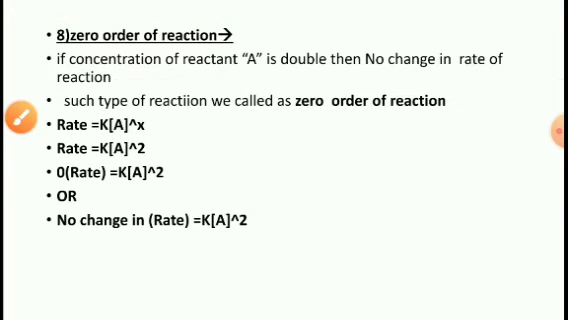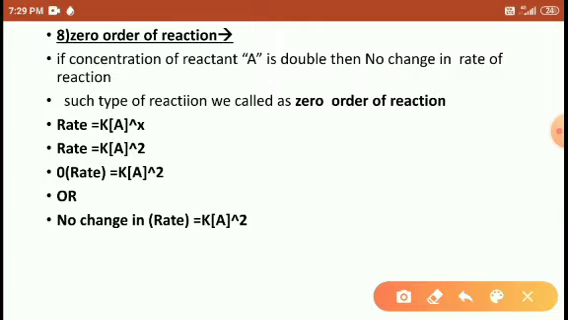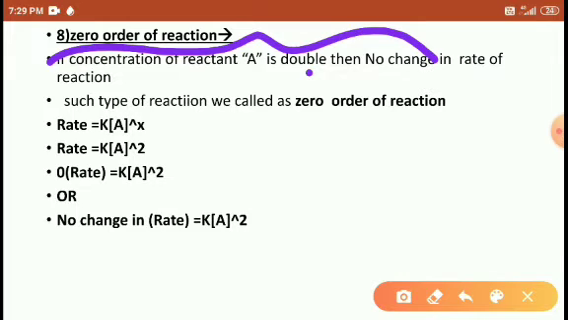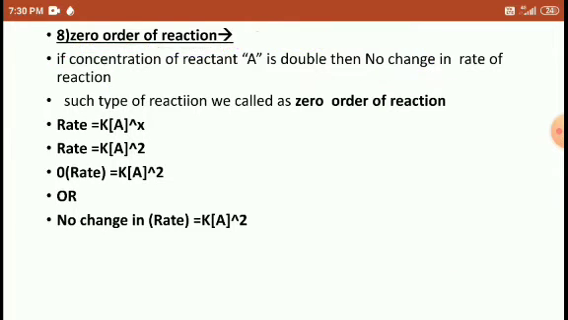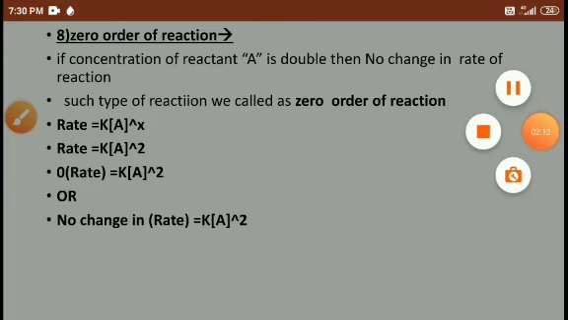Understood, students? Okay, next is the zero order of reaction. If the concentration of reactant is doubled, then there is no change in the rate of reaction. You may increase the concentration of reactant double, triple, or many times, students, but there is no change in the chemical reaction. The reaction does not proceed. Such reaction we call the zero order of reaction, students.